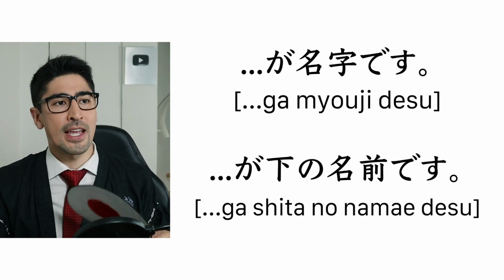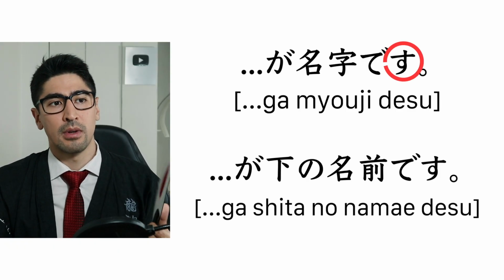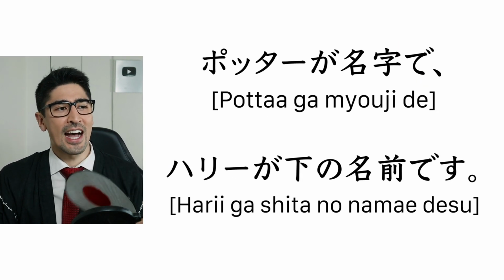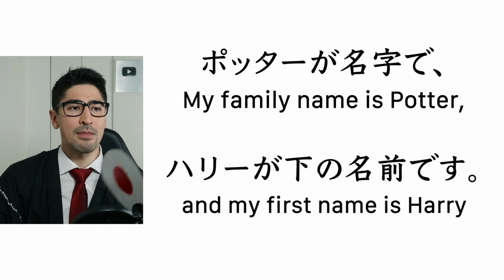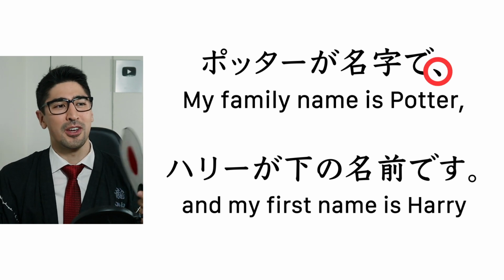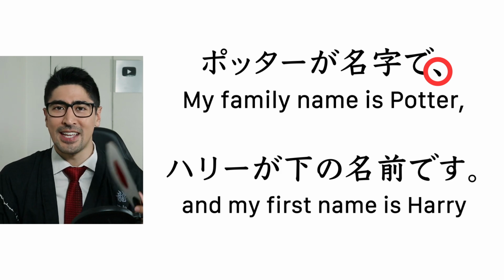Now, if you want to combine the two sentences, just skip the final です in the first one. That gives ポッターが名字で、ハリーが下の名前です. My family name is Potter, and my first name is Harry. And by replacing the final です with a comma, you can technically combine as many sentences as you want.